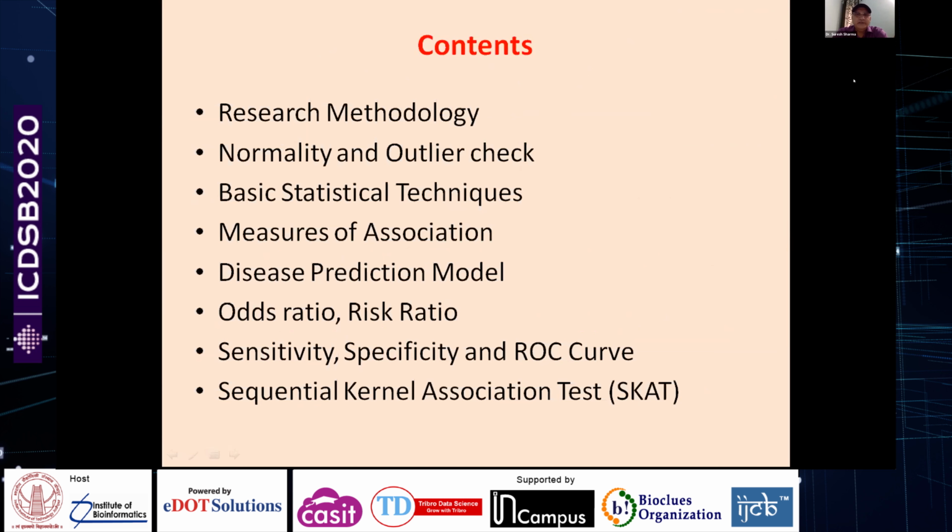And disease prediction model. Of course, there are many prediction models, but I'll just look into the disease prediction model, basically the logistic regression, and the odds ratio, risk ratio, sensitivity, specificity, and ROC curve. Along with that, there is an important statistical test called the sequential kernel association test, the SKAT procedure, to find out the association between genotypes and phenotypes in the presence of covariates. So that will be the crux of the entire talk.